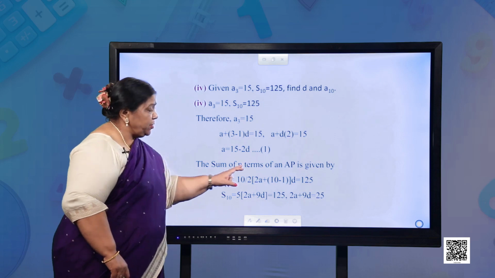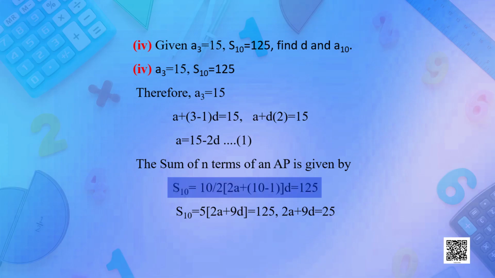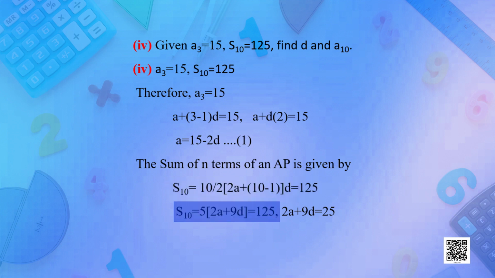Now, sum of n terms of an AP is given by S10 is equal to 10 upon 2 into 2A plus 10 minus 1 into D, that is equal to 125. So, 10 upon 2 is 5 multiplied by 2A plus 9D is equal to 125.